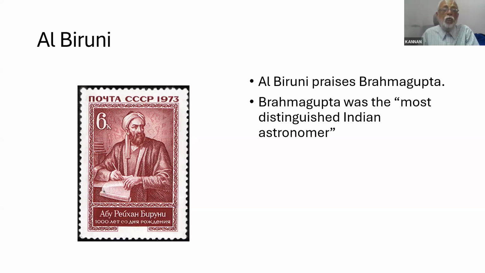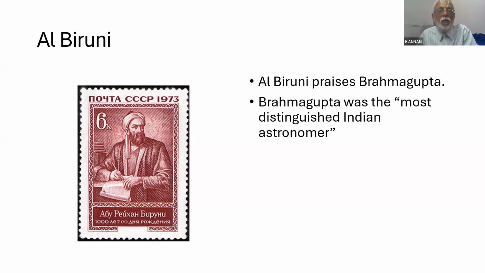Because he was so famous in India, this scholar, I should say that this scholar Al-Biruni directly read that book. Directly means not through translations. He was himself a Sanskrit scholar. Sometimes I admire Al-Biruni himself. He knew so many languages and so many subjects of study. Such an admirable person says that Brahmagupta was the most distinguished Indian astronomer.